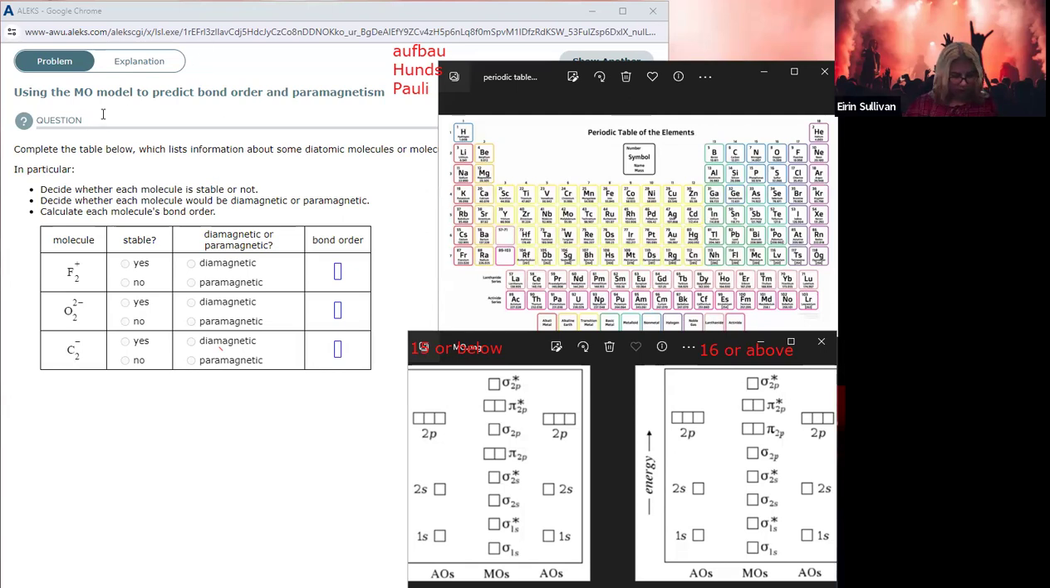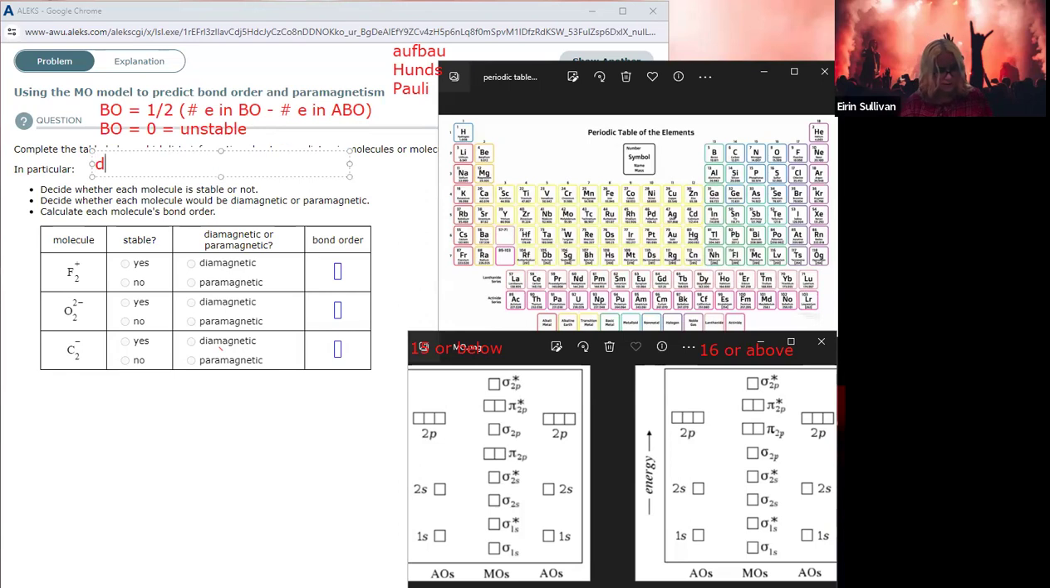Paramagnetism. So there's an equation for bond order. Bond order is half times the number of electrons in bonding orbitals minus the number of electrons in anti-bonding orbitals. A bond order is literally a number which tells you how many electrons are being shared in the bond. So a bond order of 1 is a single bond, a bond order of 2 is a double bond, a bond order of 3 is a triple bond. If the bond order is 0, that's telling you there's no bond. So bond order equals 0 is what we call unstable. So look out for that.